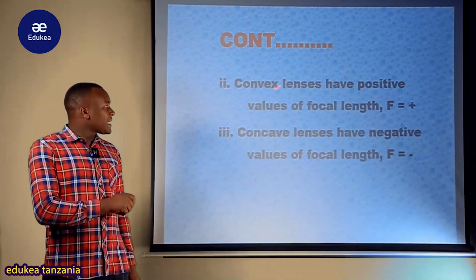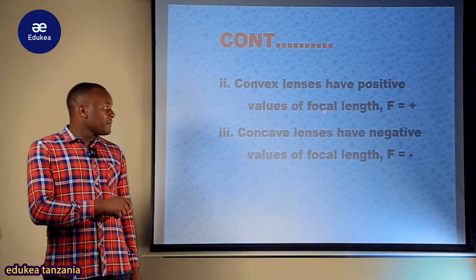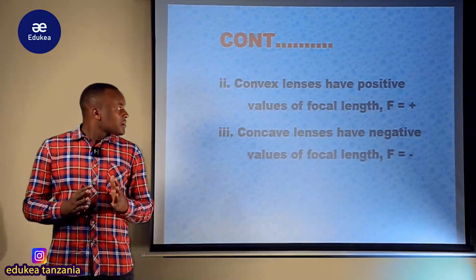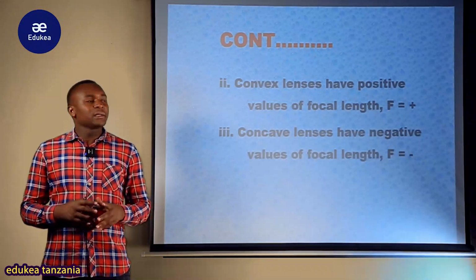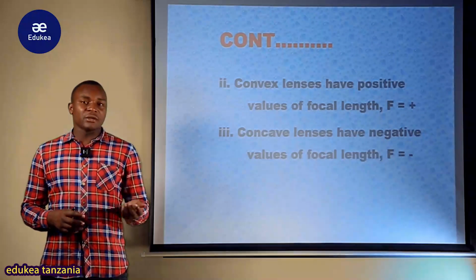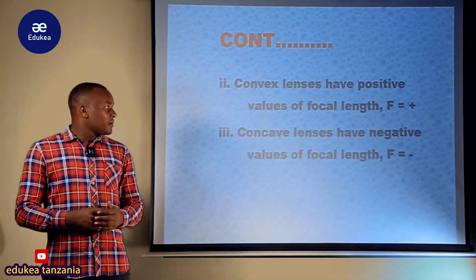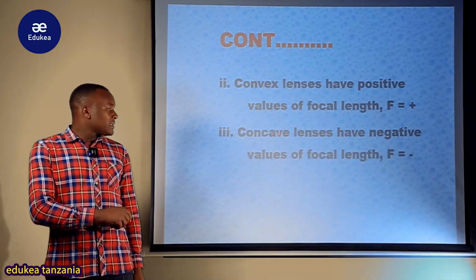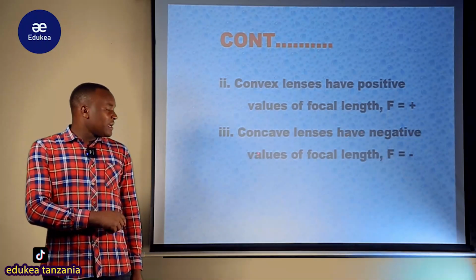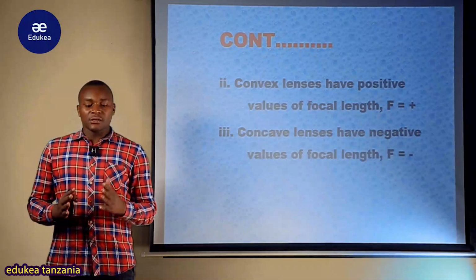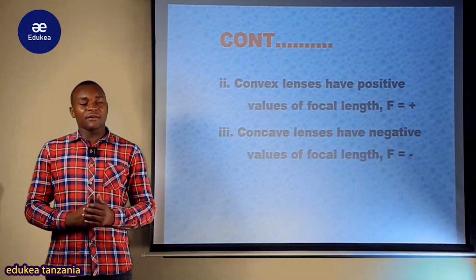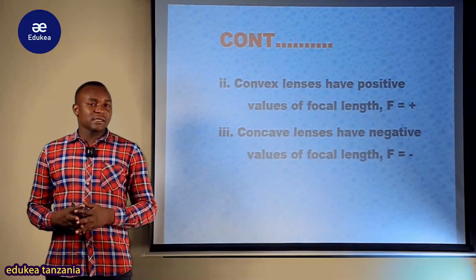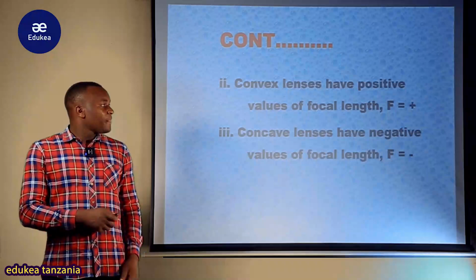Okay, number 2, we say convex lens have a positive value of a focal length. So convex lens yoyote ina positive value ya focal length. As you can see, focal length is sawa sana positive, but concave lenses have negative value of a focal length. So if you are being given a concave lens, its focal length is negative.